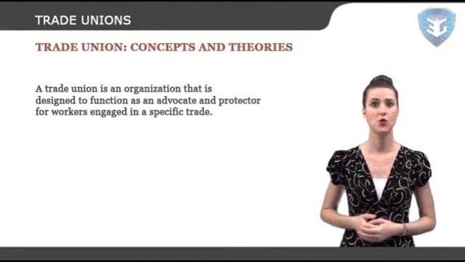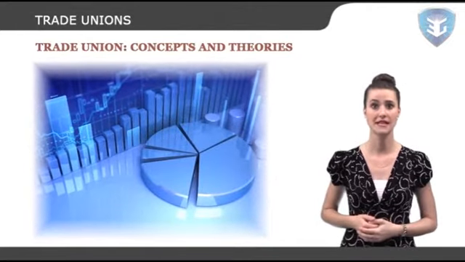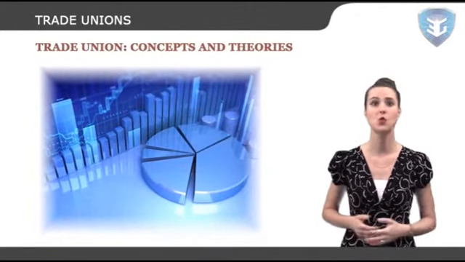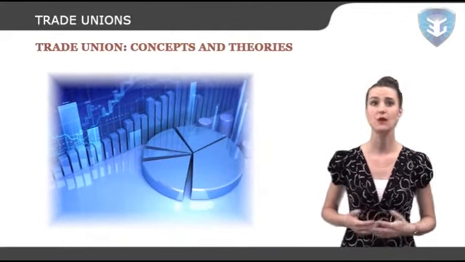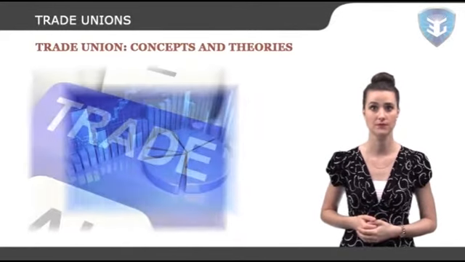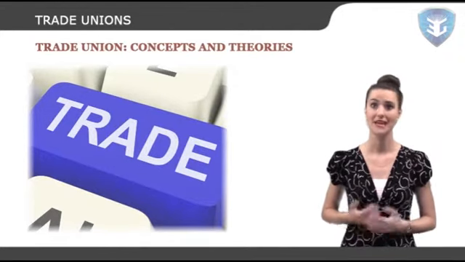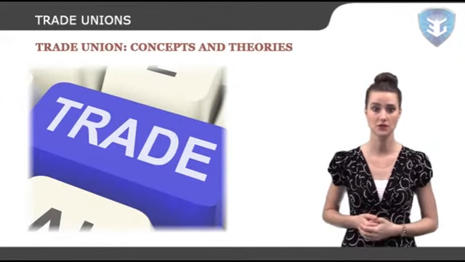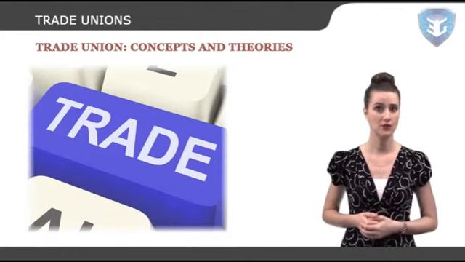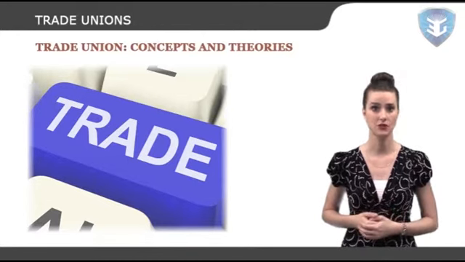A trade union is an organization that is designed to function as an advocate and protector for workers engaged in a specific trade. This advocacy often takes the form of negotiating benefits and wage requirements for the members of the union, as well as lobbying state and federal governments for legislation that protects the rights of those workers. A trade union is also often concerned with the working conditions of its members, especially in relation to the safety of those conditions. Depending on the nature of the trade union, the leadership of the organization may also work with the employers and state officials on several other matters of concern to their members.